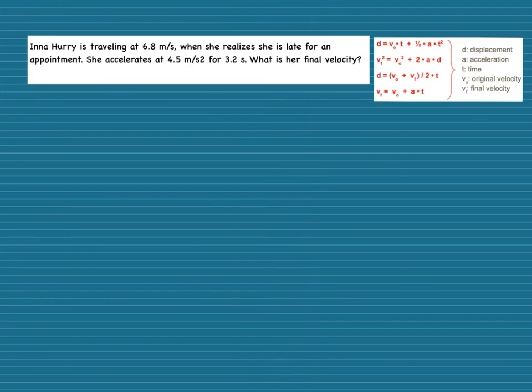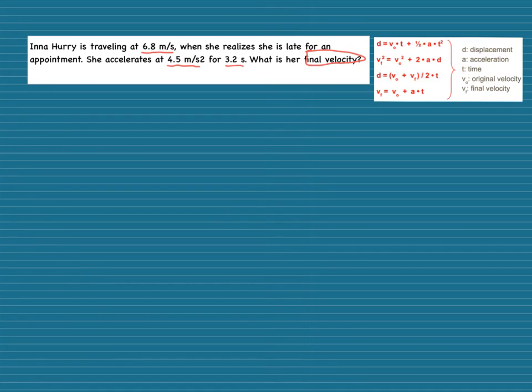Right, so this last problem: a woman in a hurry is traveling at 6.8 meters per second, excuse me, and she realizes she is late for an appointment. She accelerates at 4.5 meters per second squared for 3.2 seconds. What was her final velocity?